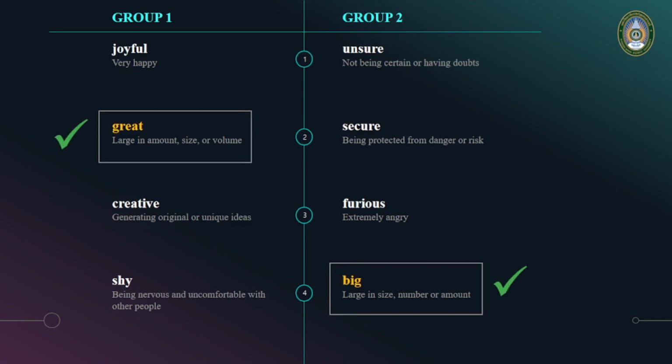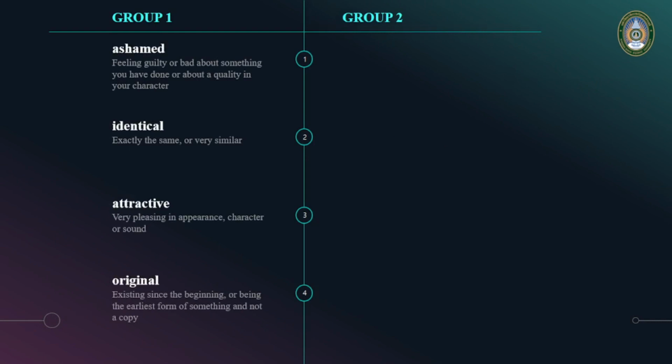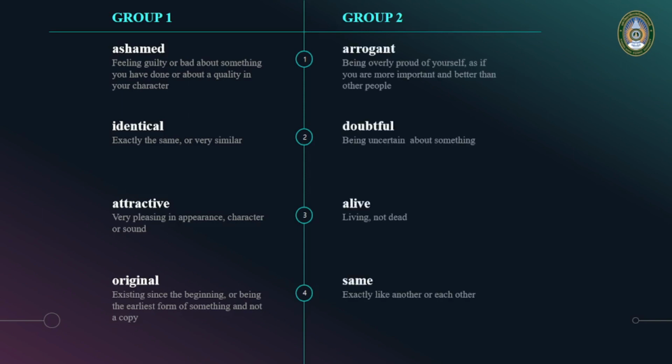So we have great and big. So group one, we have ashamed, identical, attractive, and original. Group two, arrogant, doubtful, alive, and same. Okay, so I'm sure that you already know what you need to do next.